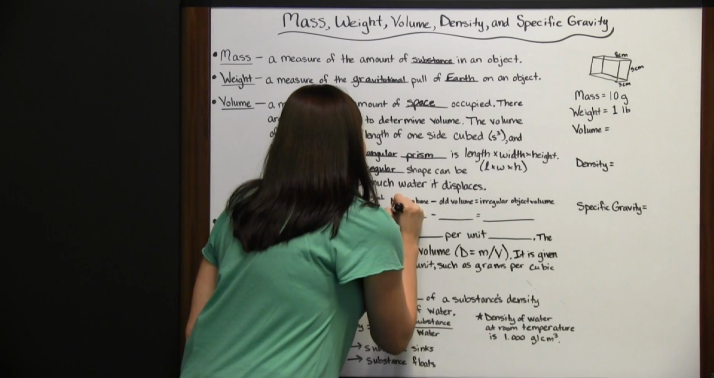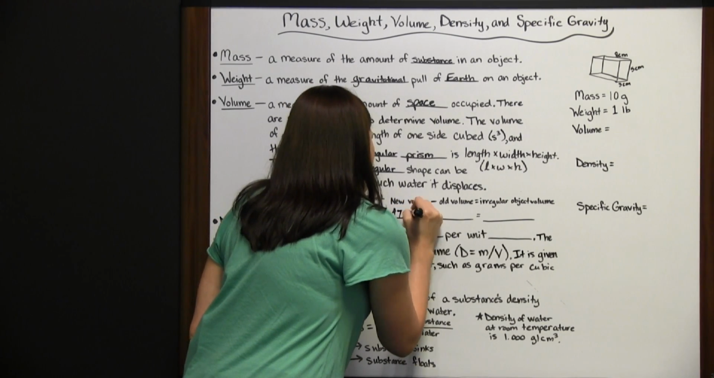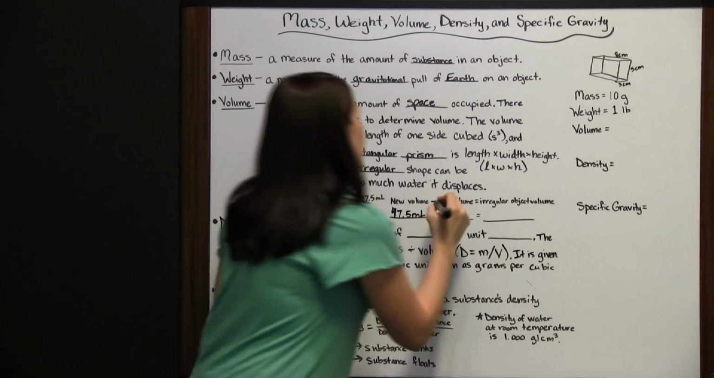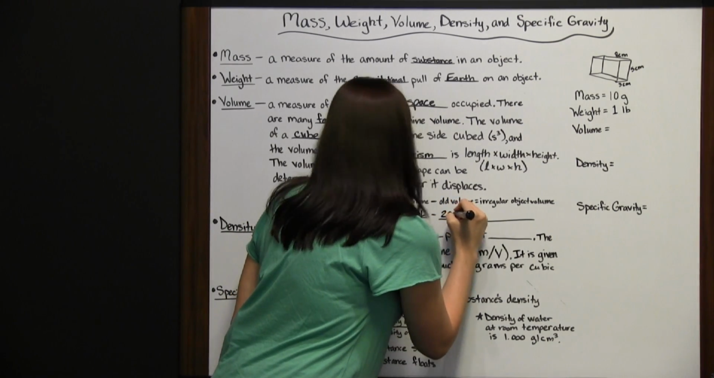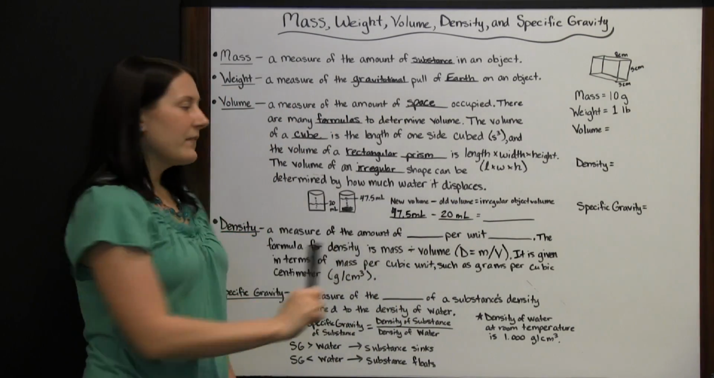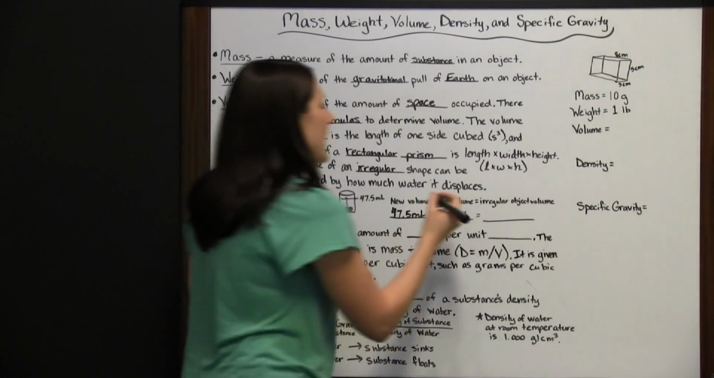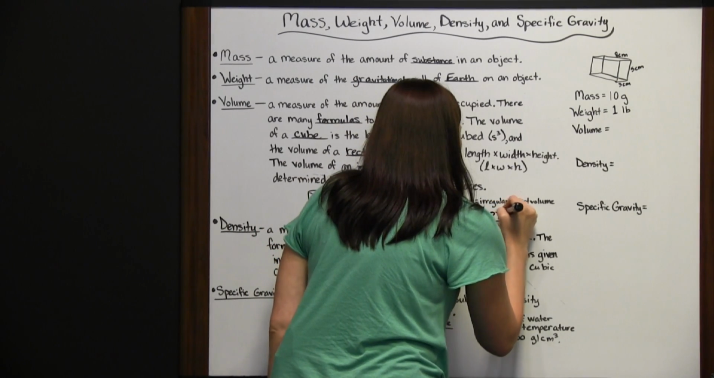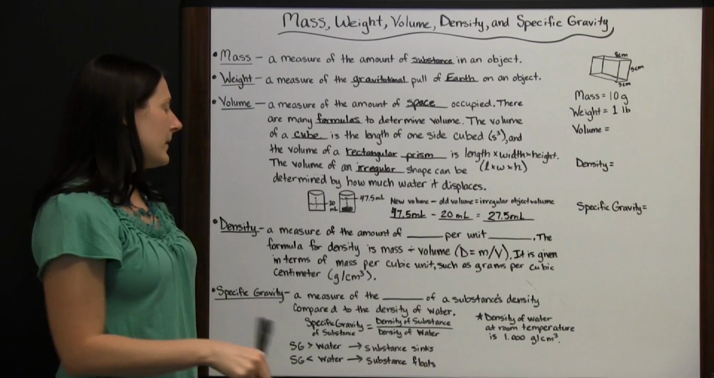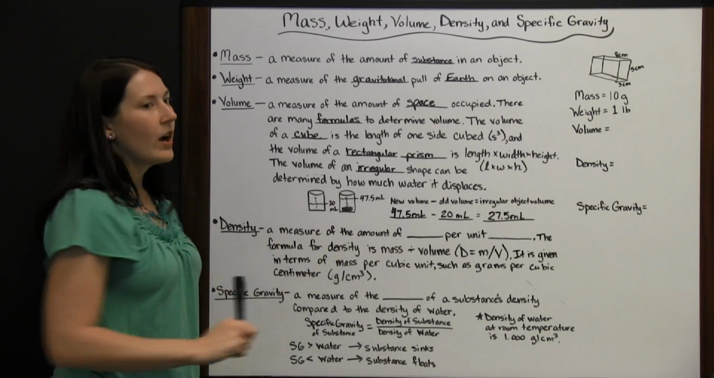So the new volume was 47.5 milliliters. The old volume is 20 milliliters. And so we take our new volume of 47.5 minus the old of 20 and get 27.5 milliliters. So that would tell you the volume of this rock.